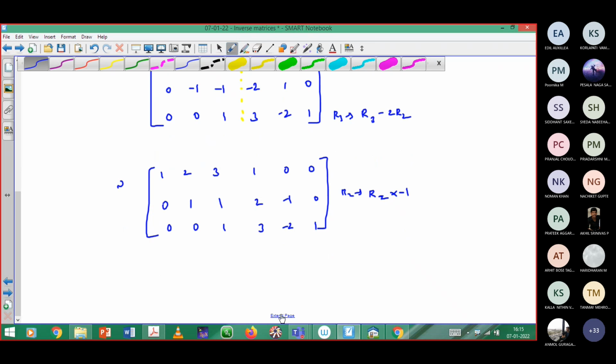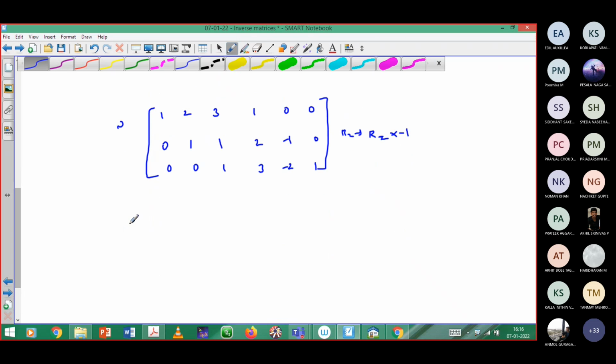Okay. Next. Here I can use the rule in R2, so I don't want to disturb R1. I can keep the elements the same. Next, in R2, what rule can I apply here? Any guess? R2 minus R3. Very good. R2 minus R3 gives 0, 1, 0, 2 minus 3, 1, minus 1, so plus 1, minus 1. Next, R3 remains the same.